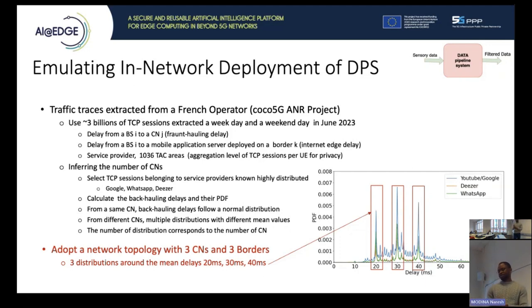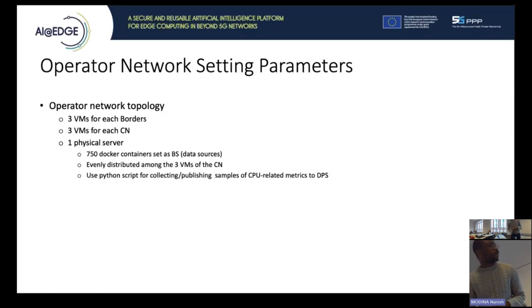So we use this distribution. Then we build our operator network that will have three core networks and four borders. In order to emulate these testbeds, we consider an operator network topology with three VMs for each border, three VMs for each core network, and one physical server on which we deploy a set of data sources.